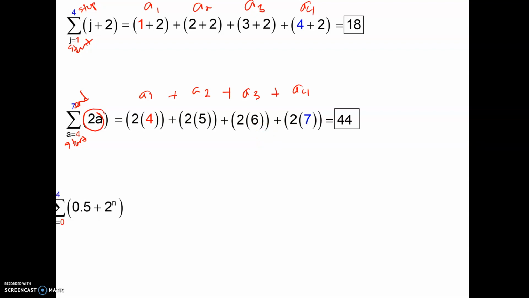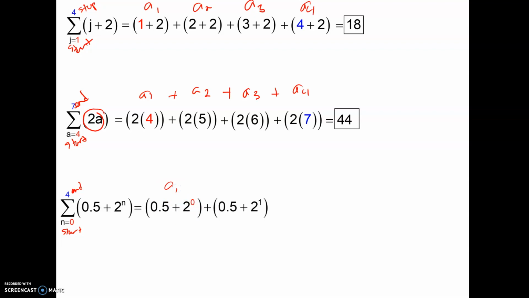One more. Here's another one. This time I am starting at 0, and I'm going to end at 4. So I'm going to go 0, 1, 2, 3, 4. Those are the numbers I'm going to plug in for n, and I'm going to add them up. So first I plug in 0. 2 to the 0 is 1, so I have 1 plus 0.5, that's 1.5.